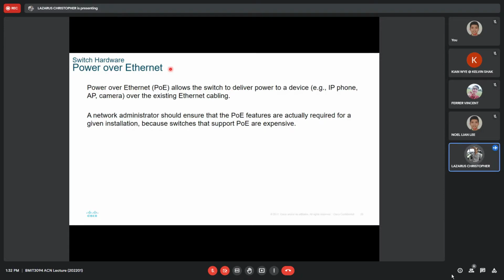Most of the time we think about power over Ethernet as a way to power the access point, but a switch, by using PoE or power over Ethernet, is also able to operate without being attached to a power outlet, right? But it is expensive, right? So you have to make sure that you actually need the PoE capability, right?